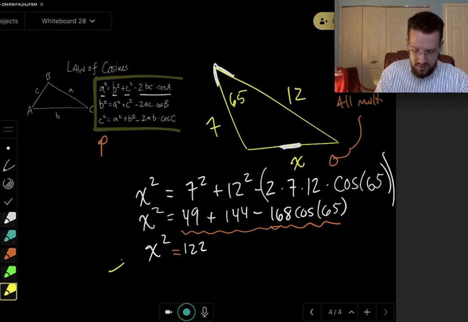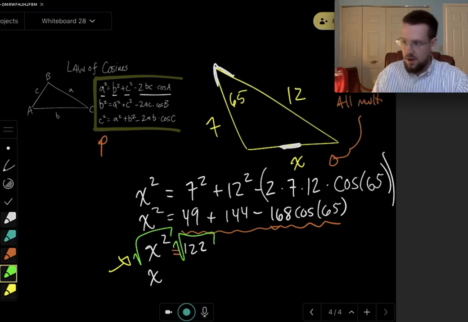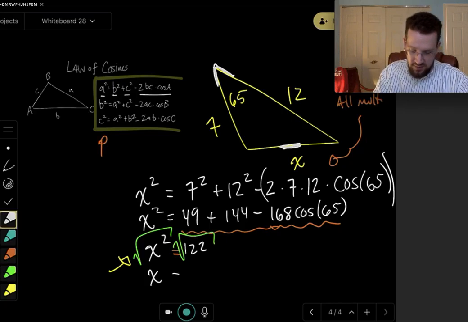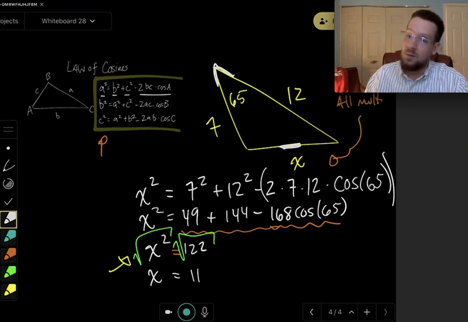And now, finally, this is a square. We want just x, so we're going to take the square root of both sides. And what we find, the square root of 122 is 11. Well, 121. It's 11.01, which we'll round to 11.